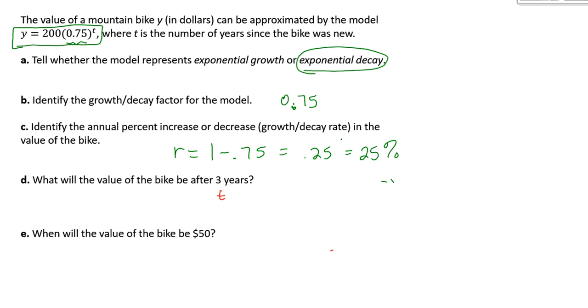Bazinga. T equals 3. So if we plug it into our formula up here, y is going to equal 200, parentheses, 0.7.